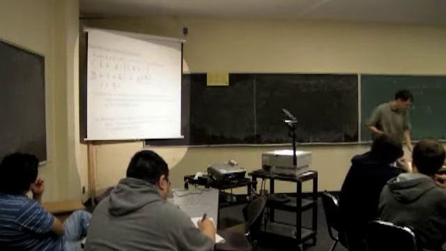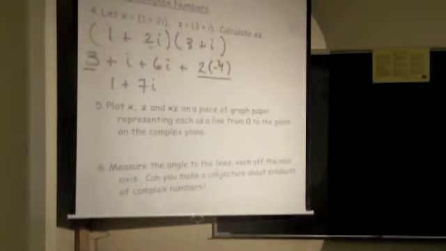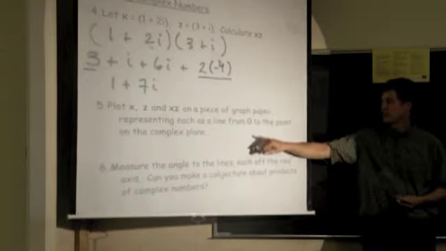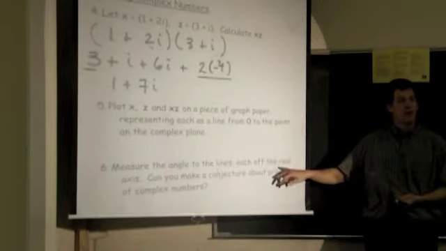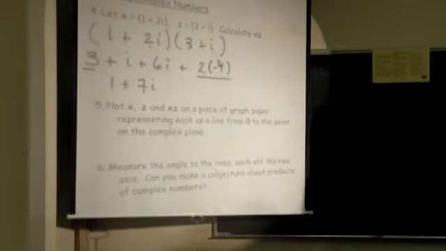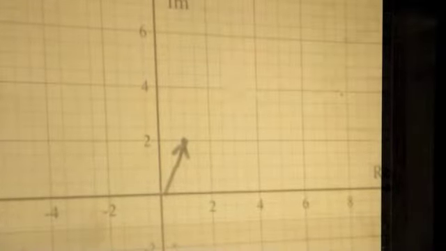Now, I want to show you something kind of interesting that happens when we plot these guys. I'm going to take these guys and plot them, and represent each one as a line from 0 to the point on the complex plane. And then I'm going to think about the angle between those things, because something kind of interesting happens. So, 1 plus 2i. I had to make these things kind of small, because the product ends up having kind of a large length. So 1 plus 2i is right there.